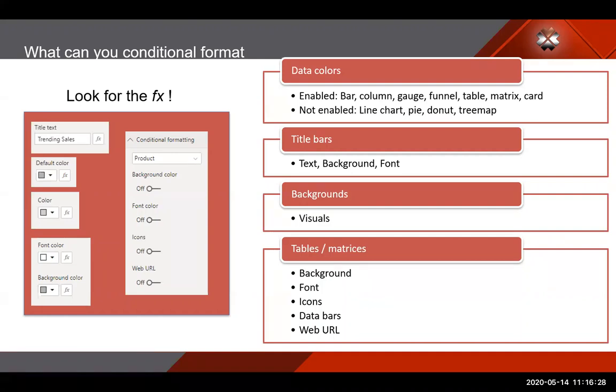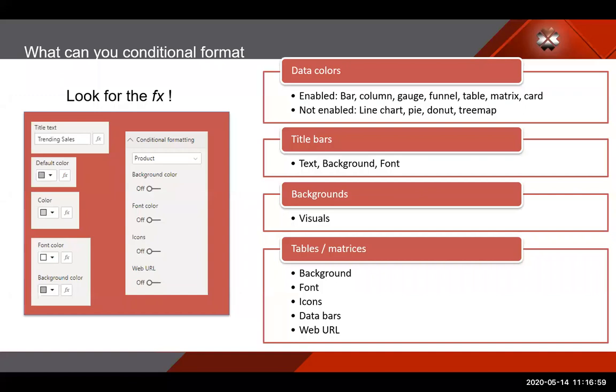I have here a list of visuals at the top showing what's enabled and not enabled. I probably am forgetting some. For example, I know that you can format the categories on card visuals, and I don't have that explicitly listed here, but you can. And as I said, every month it expands a little more. Title bars, you can define the text, the background, and the font, and that's really powerful for the hidden visuals, for making the title suddenly show up. Overall background, visual backgrounds, you can conditionally format that.